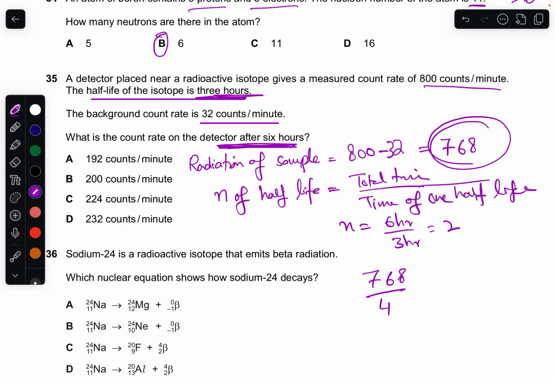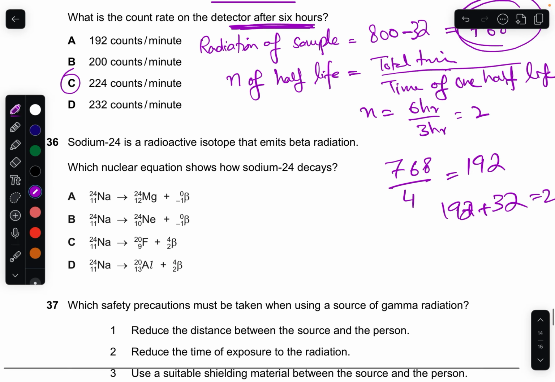768 divided by 4 is 192. Now this is the decayed element that is remaining after 6 hours, but when you measure from the counter, it also includes the background radiation. Okay, because that is still there, that is 32. So 192 plus 32 will give you 224. It's option C.